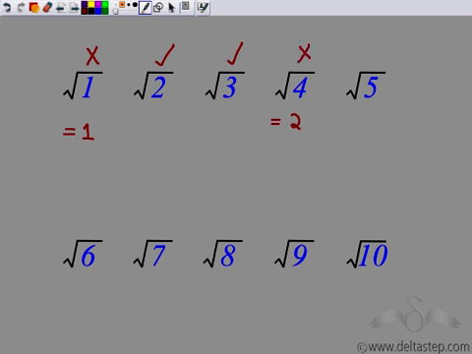Root 5 is irrational. Similarly, root 6 is irrational. Under root 7 is also irrational. Under root 8 is also irrational. But again, under root 9 is equal to 3, which is a rational number. Hence, this is not an irrational number. Under root 10 is an irrational number.